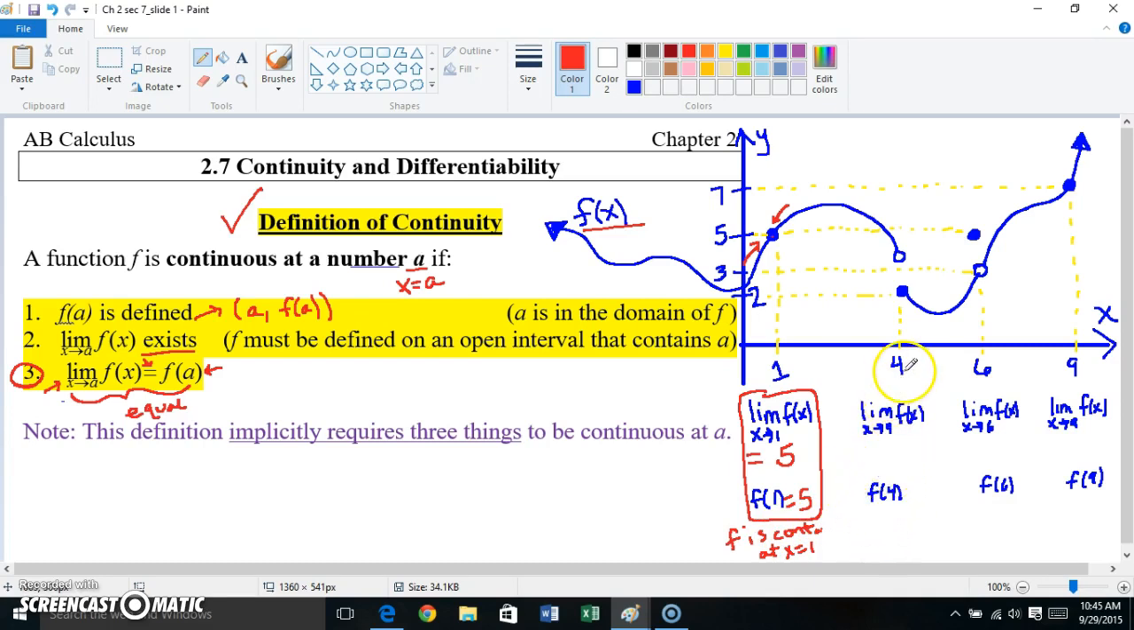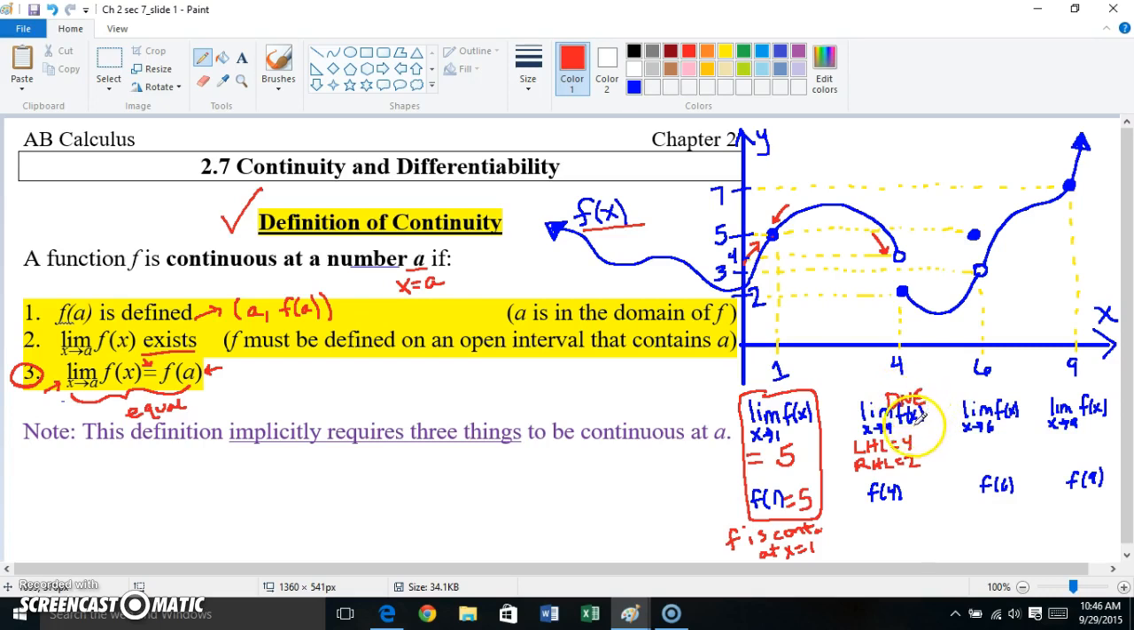All right, taking a look at x equals 4. The limit of f of x as x approaches 4, well, let's see, the limit on the left, I guess I didn't mark that, is someplace between 3 and 5. Let's just call it 4. All right. So the limit on the left is 4. Left-hand limit equals 4, but the right-hand limit equals 2. So automatically, we know that the limit does not exist.